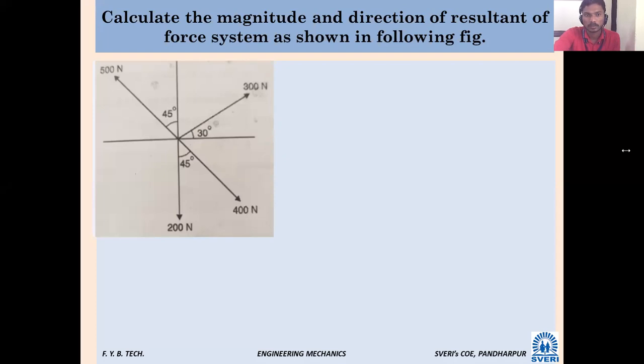Calculate the magnitude and direction of resultant of force system as shown in the following figure. Very good. Very simple statement. Calculate the magnitude and direction is what we are supposed to find in this problem. R and theta, both. For whom do we want to find it? R means resultant. No worry. Resultant and its direction we want to find. So will you start? Yes, sir.